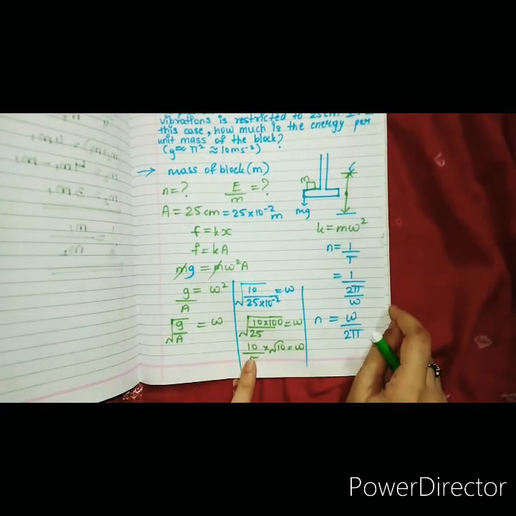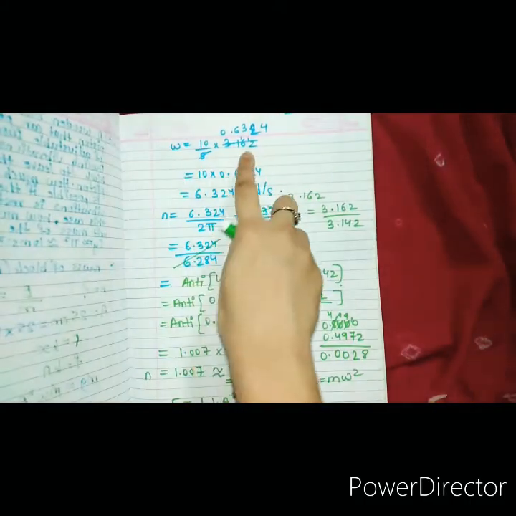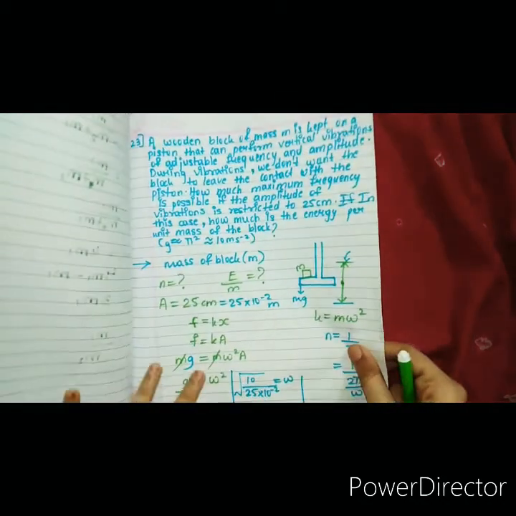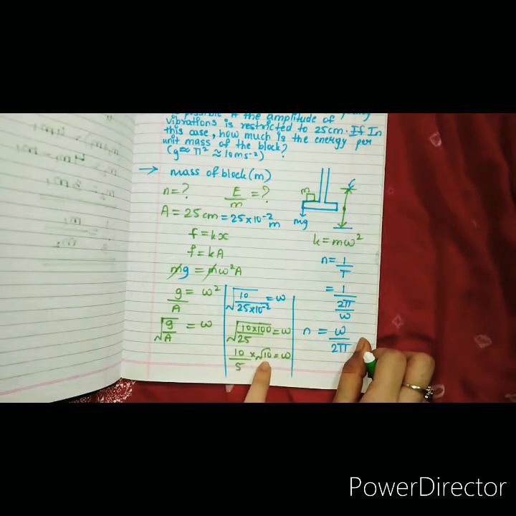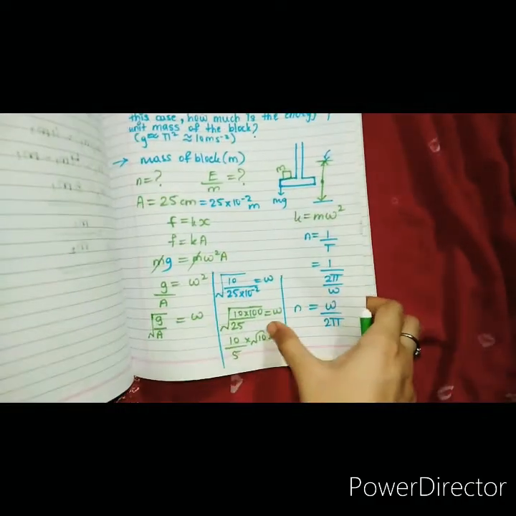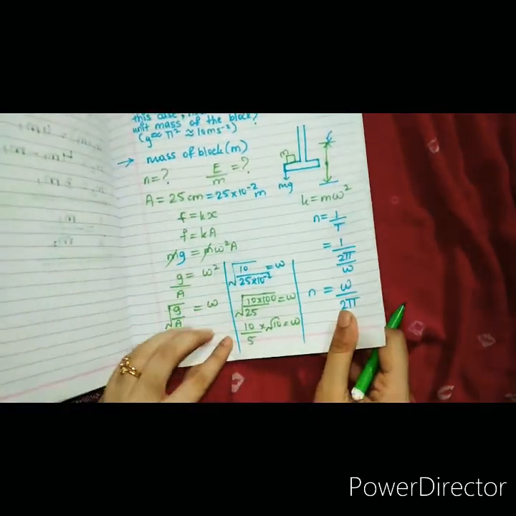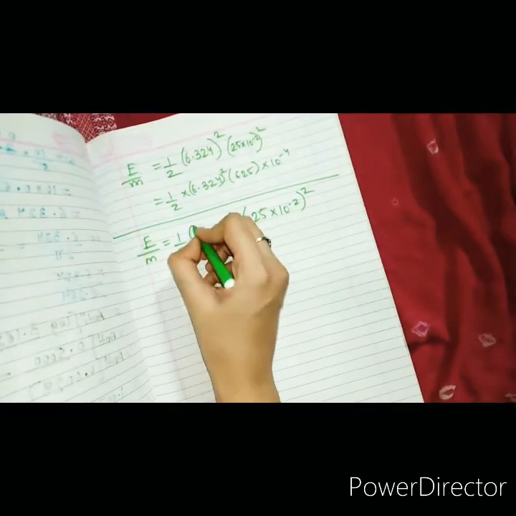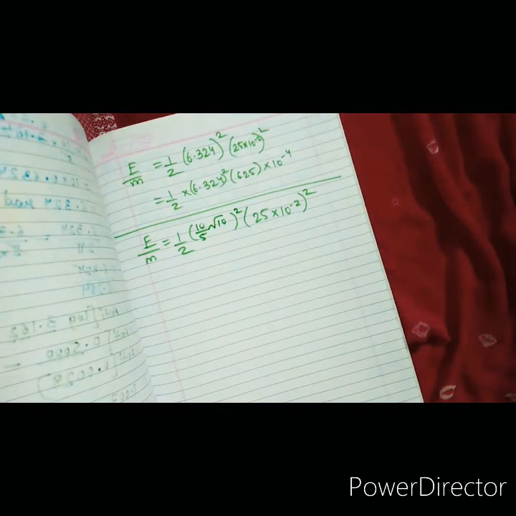Let's go a bit behind. From where did I get this? From here, 10 into under root 10 upon 5. I just substituted the value of under root 10, that is 3.162, and did the cancellation. So I have also got omega as 10 upon 5 into under root 10. I can use this omega over here instead of using the direct value of omega, just to make our calculation easy. I will be writing 10 upon 5 under root 10 and square of this.